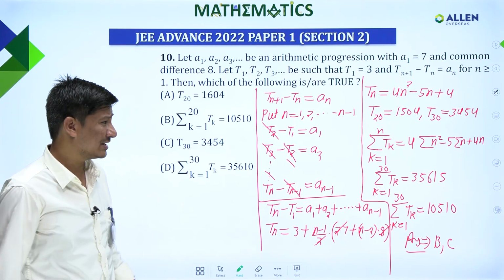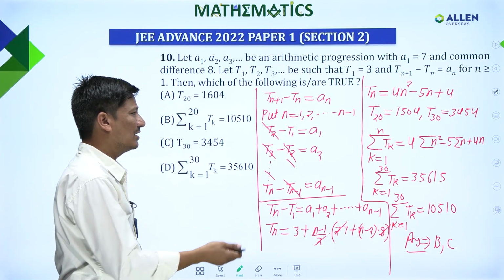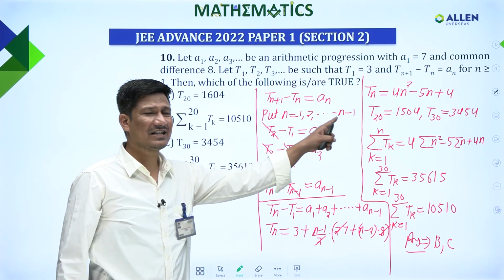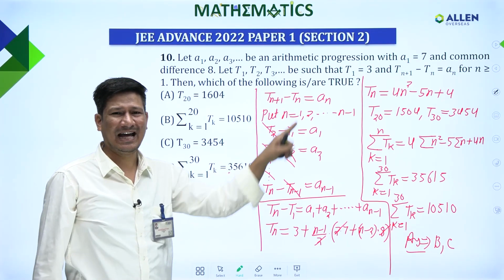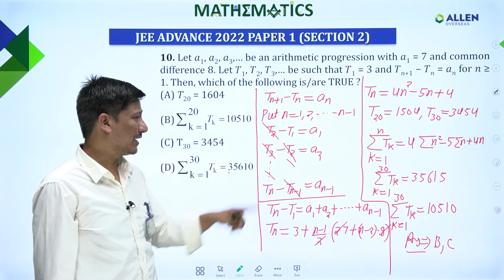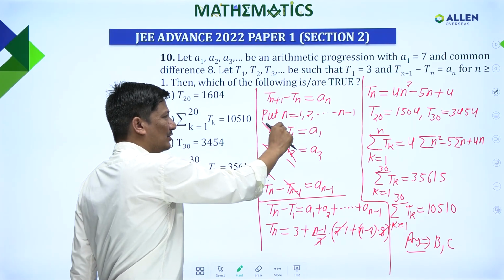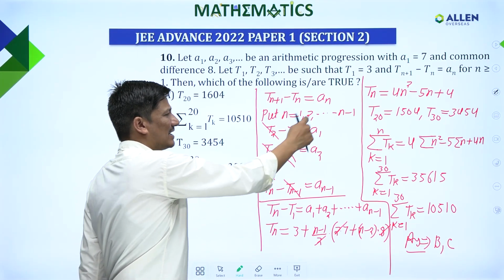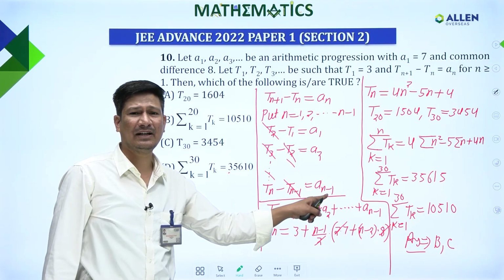So let's start from the relation Tn plus 1 minus Tn is equal to An, which is given to us. Now let's substitute, start putting the values of n as 1, 2, 3 till n minus 1. Why are we taking till n minus 1? When we replace the n by n minus 1, Tn plus 1 will convert into Tn. Actually, our ultimate target is to calculate the nth term of the new series. So for n is equal to 1, I'm getting T2 minus T1 is equal to A1. For n is equal to 2, I'm getting T3 minus T2 is equal to A2, like that. At the end, put n is equal to n minus 1. So we are getting Tn minus Tn minus 1 is equal to An minus 1.